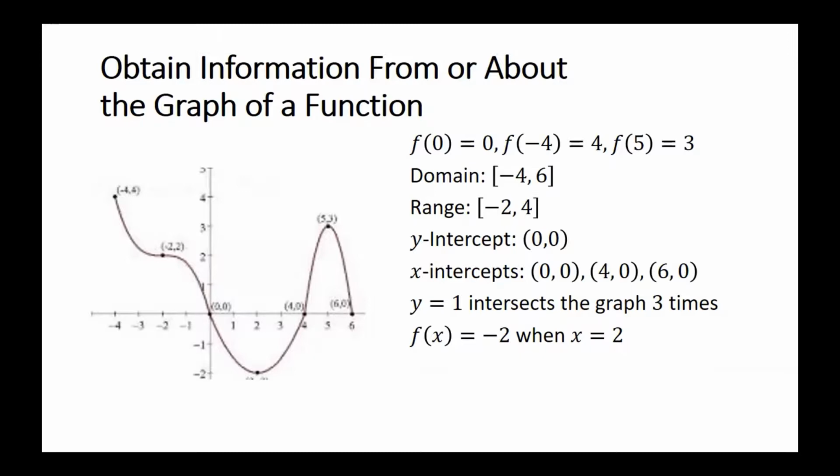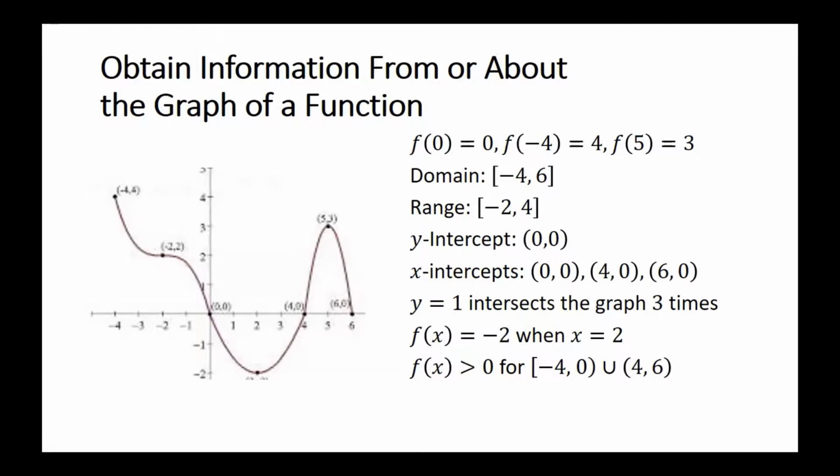f of x is equal to -2 when x is equal to 2. So we can see that when x is equal to 2, y is equal to -2. f of x is greater than 0 over the interval from -4 inclusive to 0 exclusive.